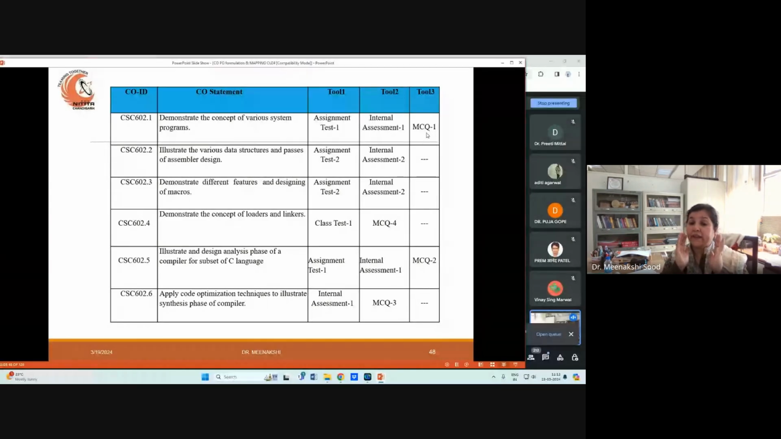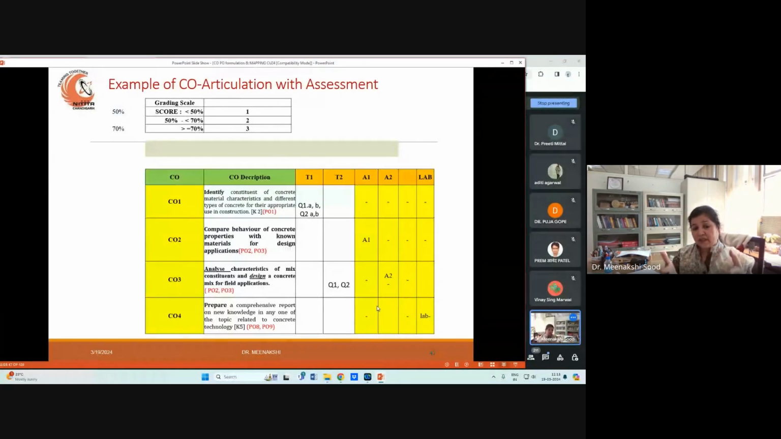So it's not that you write the question or form the paper there itself, but it is just an articulation of on what assessment tools the course outcomes attainment will depend. If it is clear in the very beginning, you will be clear up to what level I have to teach and how I have to assess the students. So if I'm saying demonstrate the concept of loaders and linkers, then one class test and one multiple choice question. If I want to apply the optimization techniques, it can be internal assessment and multiple choice questions. So this type of thing is another way.